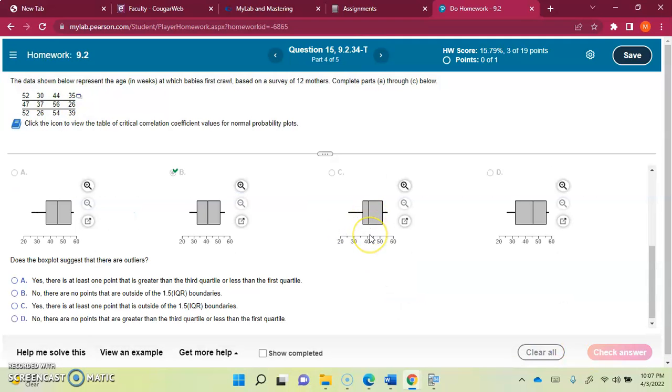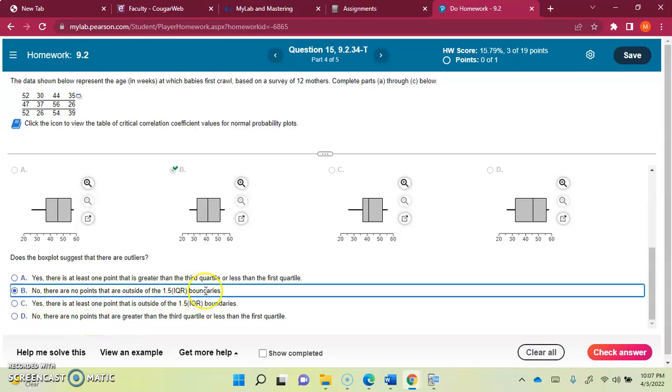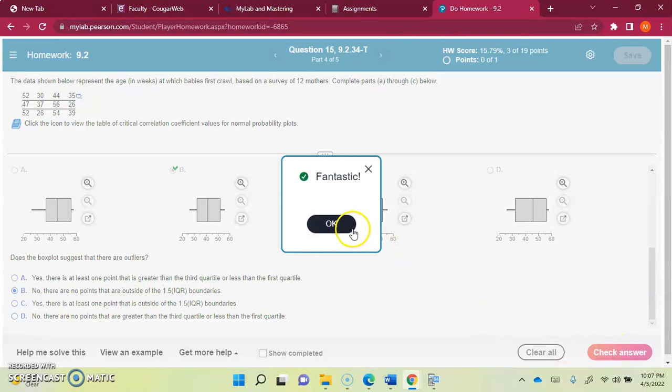Okay. Does the box plot suggest there are any outliers? I don't see any outliers. So no, there are no points outside these boundaries. There are no points that are greater than. I think this is the option we learned in the previous chapter: a point outside the 1.5 IQR boundaries would be an outlier. So that will be the correct option.